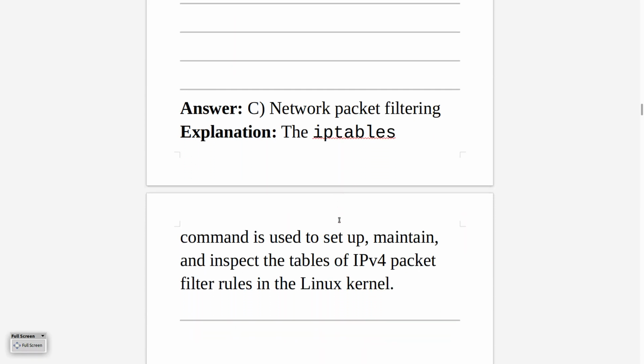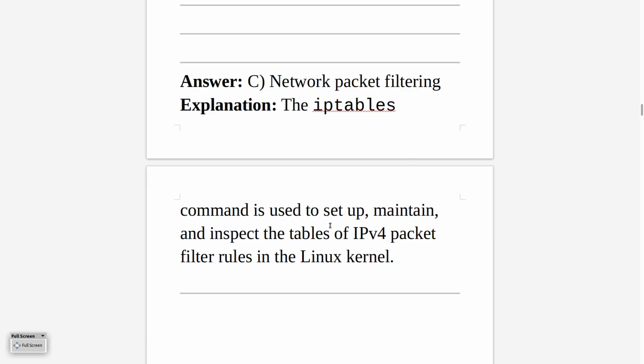Number 6, what does the iptables command manage? Indeed, it is used to set up, maintain, and inspect the tables of IPv4 packet filter rules in the Linux kernel. That's it. Packet filter rules, or in more loose terms, firewall rules. Some people might call it the firewall, although strictly speaking, it's not really the firewall. You've got the firewall command for that. iptables is a lot more basic. It is filtering at the packet level with rules.